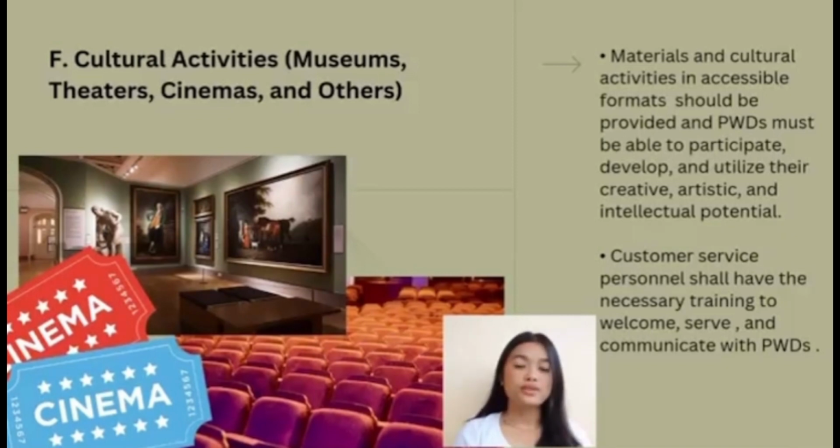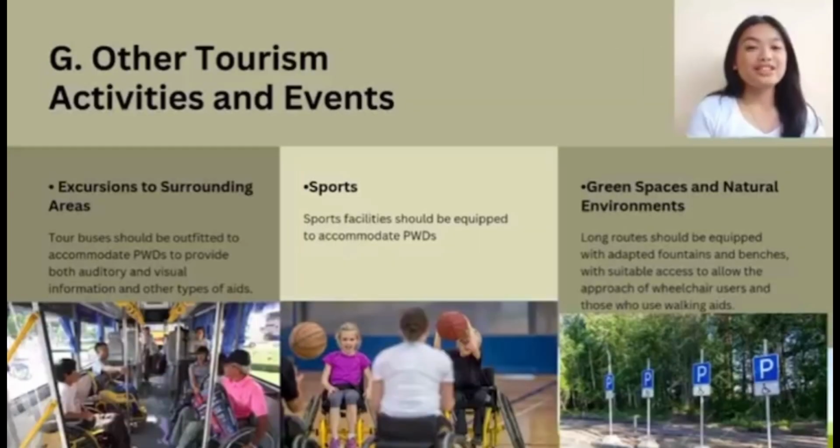Next one is customer service. Personnel shall have the necessary training to welcome, serve, and communicate with PWDs. Trained professionals and staff working with PWDs are more likely to provide better assistance and services. Last one is letter G, other tourism activities and events. Excursionists to surrounding areas. Tour buses should be outfitted to accommodate PWDs to provide both auditory and visual information and other types of aids. Sports. Sports facilities should be equipped to accommodate PWDs.